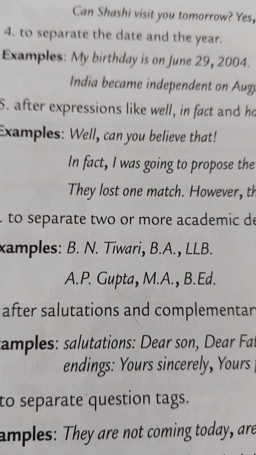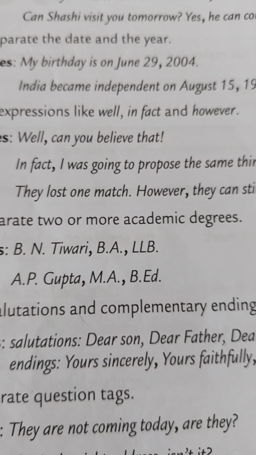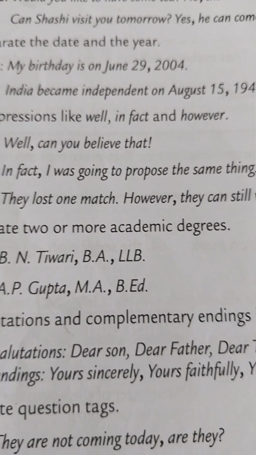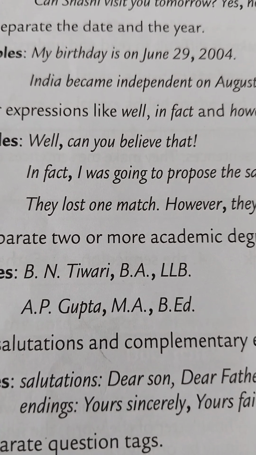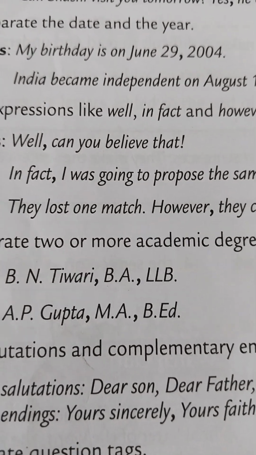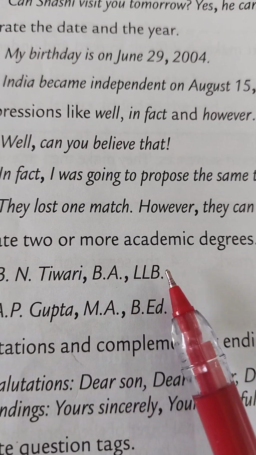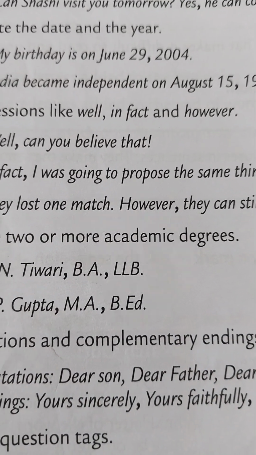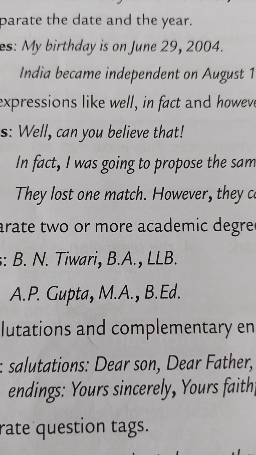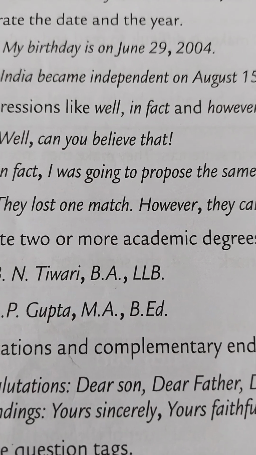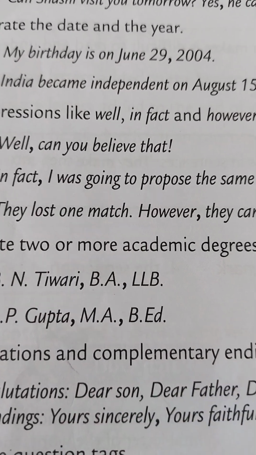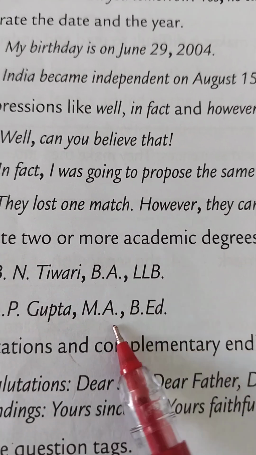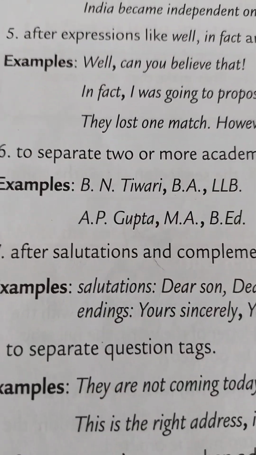Now we use comma, children, to separate two or more academic degrees like B.N. Tiwari, comma, two degrees are there, BA and LLB. So we want to separate these two academic degrees, so we have put comma. In the next one also, A.P. Gupta, comma, MA, B.Ed. Now we have separated these two degrees with the help of comma.